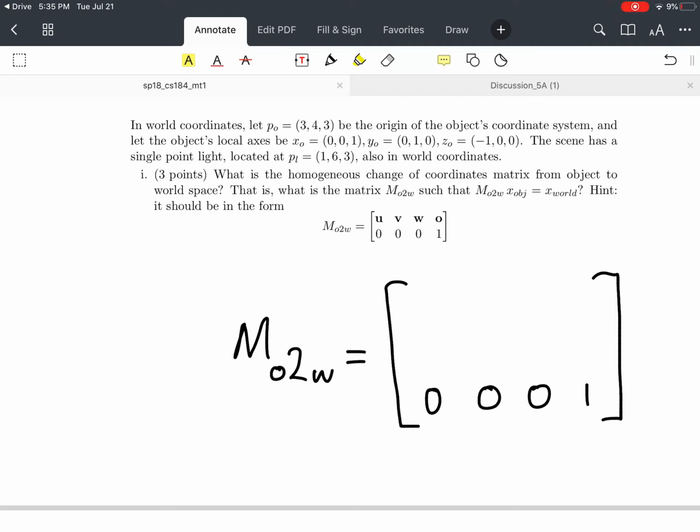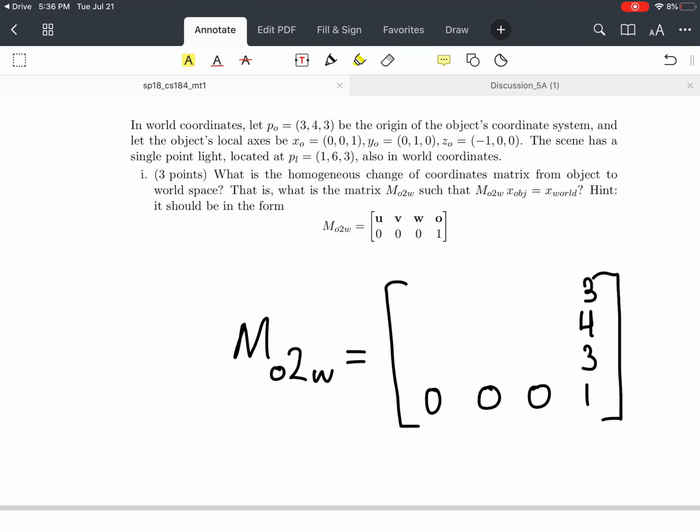So we want to see what's the translation between the origin of the object and the origin of the world, right? So how do we go from one to the other, basically? And the answer to that is we're going to go 3, 4, 3, right? Because 3, 4, 3 is the origin of the object's coordinate system, and 0, 0, 0 is the world coordinate system. So basically the point is if we start in the object's coordinate system and we have 0, 0, 0, right?